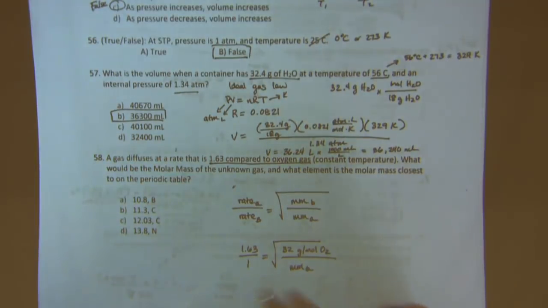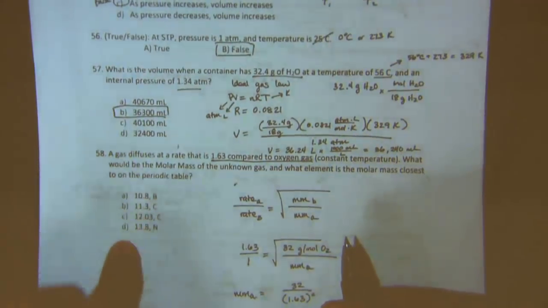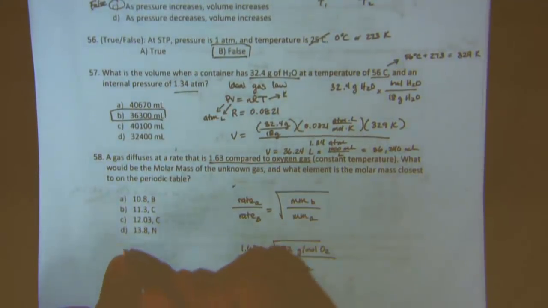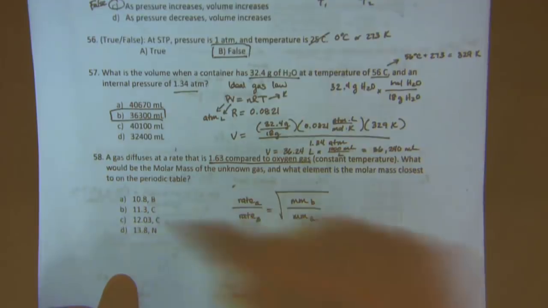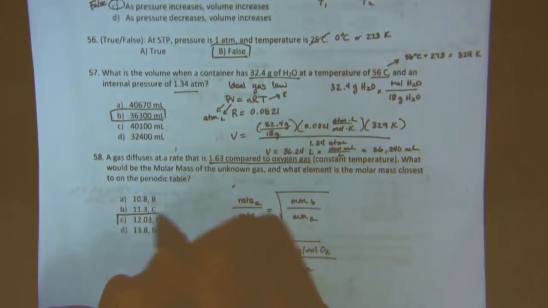So we just have to rearrange this a little bit to get our molar mass of A. And we would get 32 over 1.63 squared. And that gives us a final answer of 12.029 grams per mole. So luckily, they already have it kind of matched here. And in this case, the answer choice that would best represent this would be C, carbon.